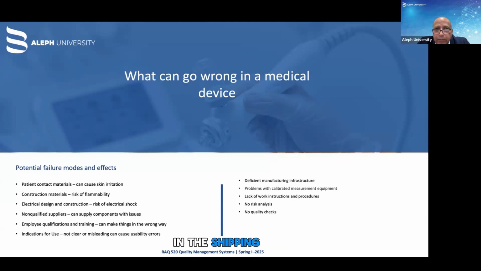Even in the shipping, if people produce good systems but don't package them in a proper way, then when it gets to the final user, maybe it's broken or maybe it's contaminated.